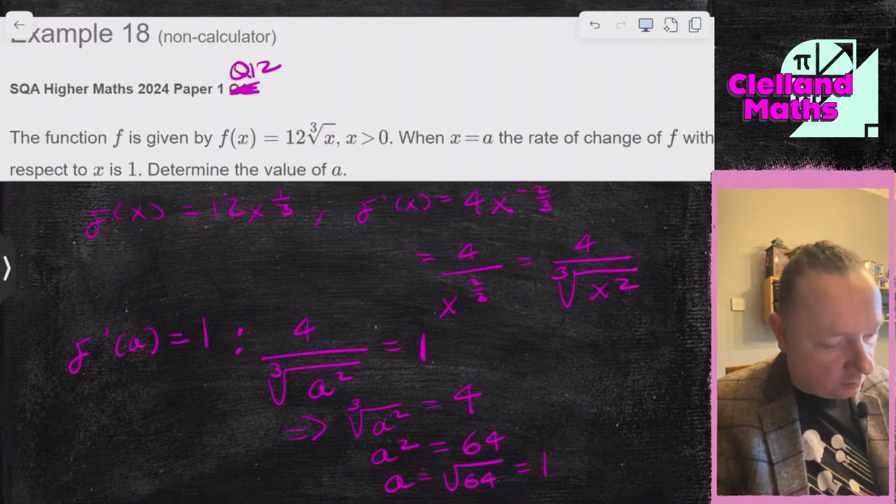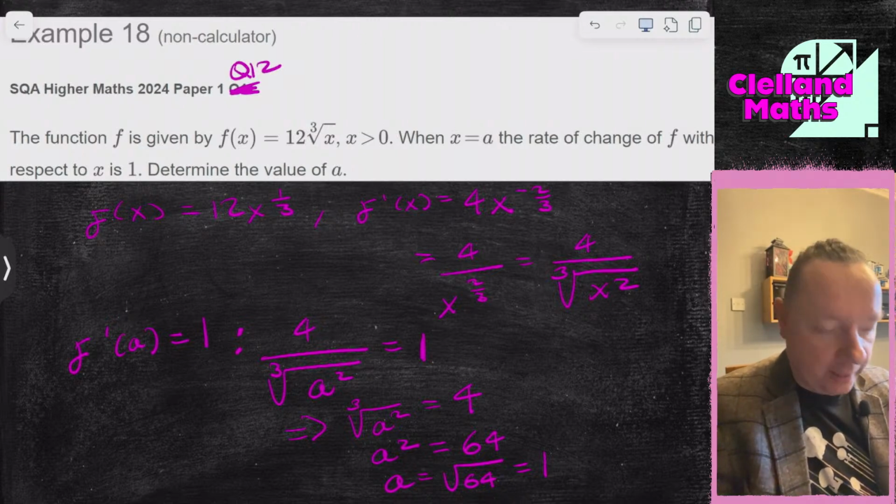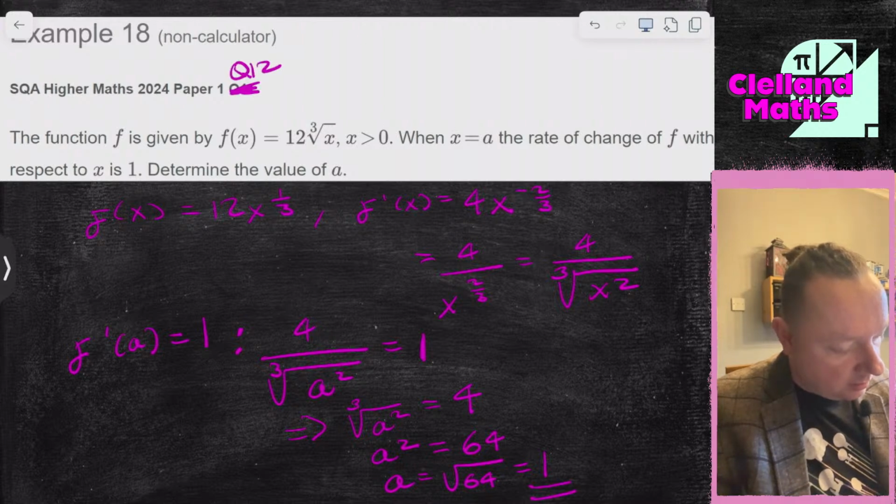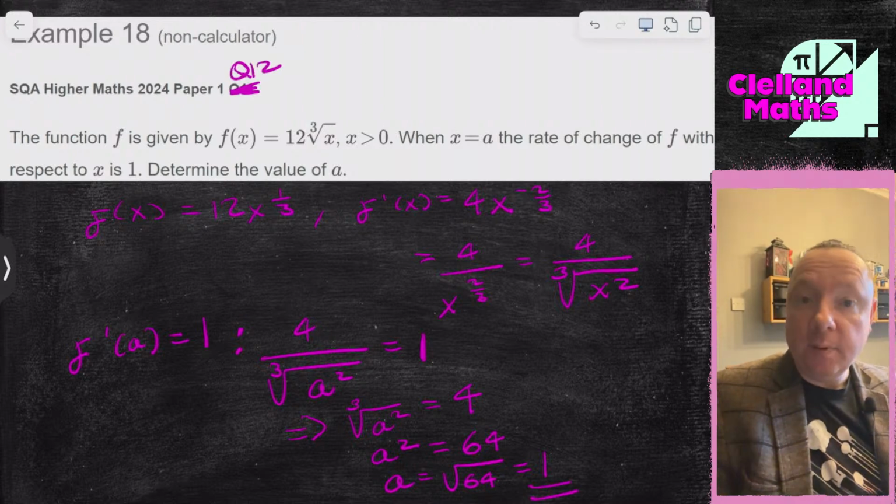Now, why not minus 8? Because it says x is greater than 0 anyway, so it's just 8. And we're done there. Okay, this has been Clelland Maths.